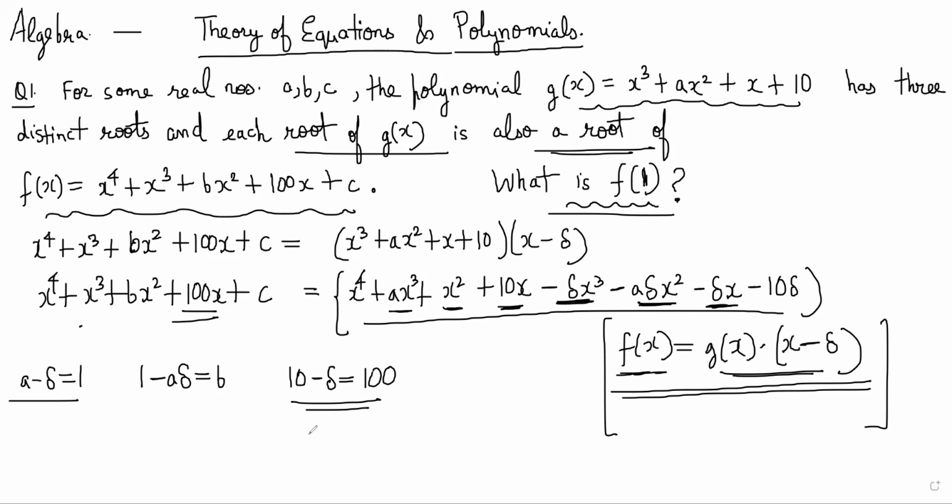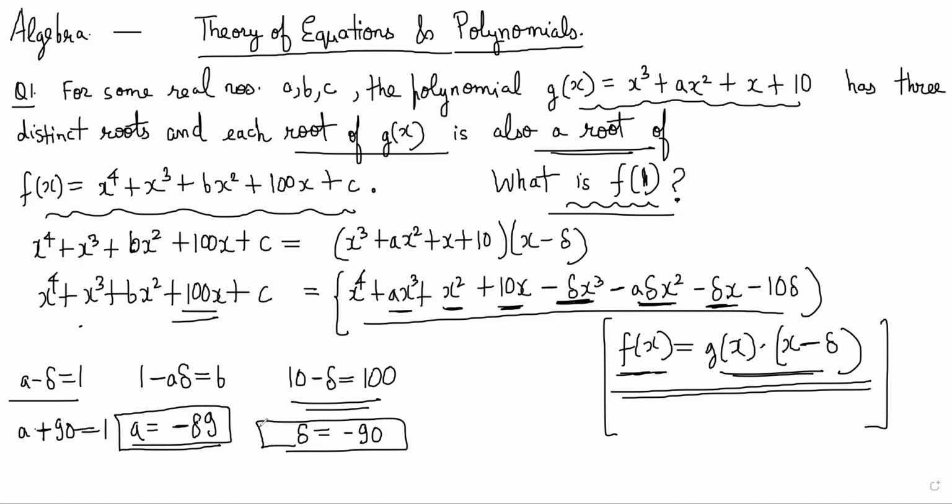Yes. Correct. So delta will come out to be minus 90. If delta is minus 90, a minus minus 90, so a plus 90 is 1. So a is equal to minus 89. a is coming this, delta is coming this. b will also come. So everything will come now, right? Yes, b will also come.